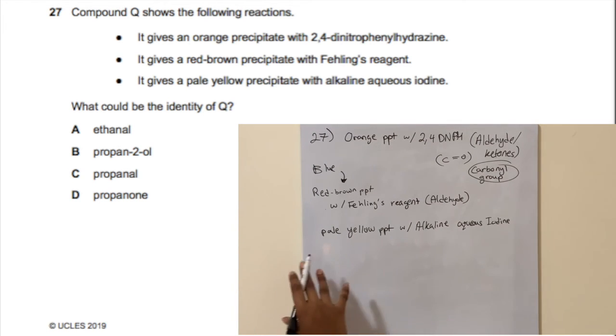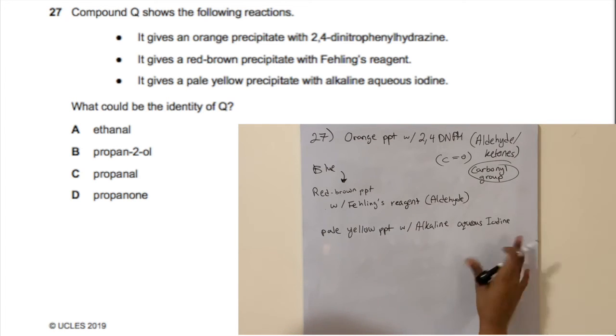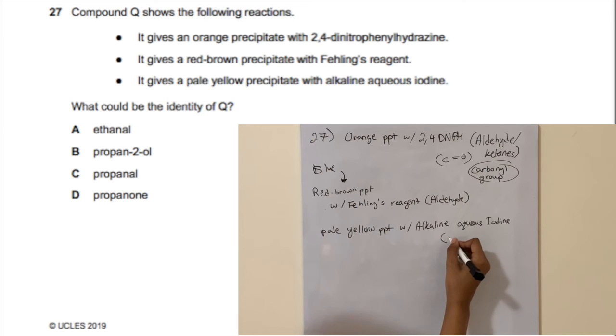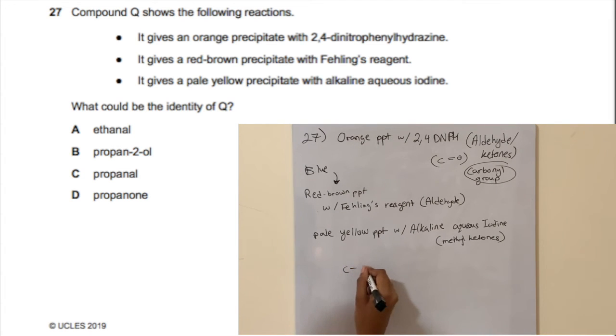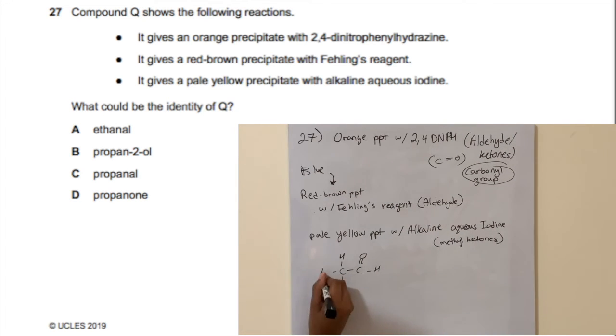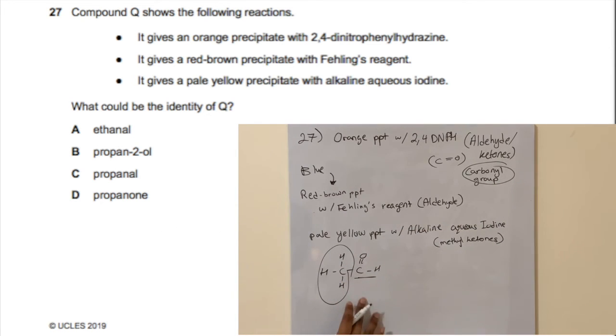Now, a pale yellow precipitate forms with alkaline aqueous iodine, and alkaline aqueous iodine tests for methyl ketones. So basically, a methyl ketone is something like this, as an example. This is an example of a methyl ketone. So you have this methyl group and you have a ketone here, but another name for this one would end up being ethanal, which is an aldehyde, right?